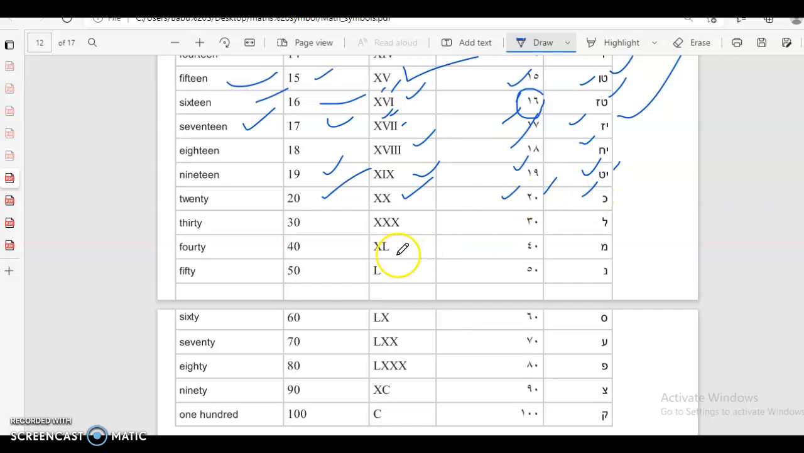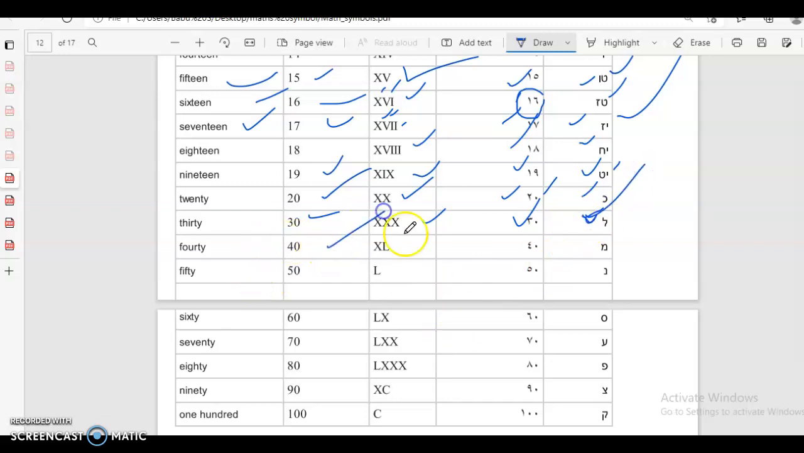20 is XX, the same, 2 and then a dot in Arabic. Then C mirror image, that is XXX. The same logic applies in Arabic.